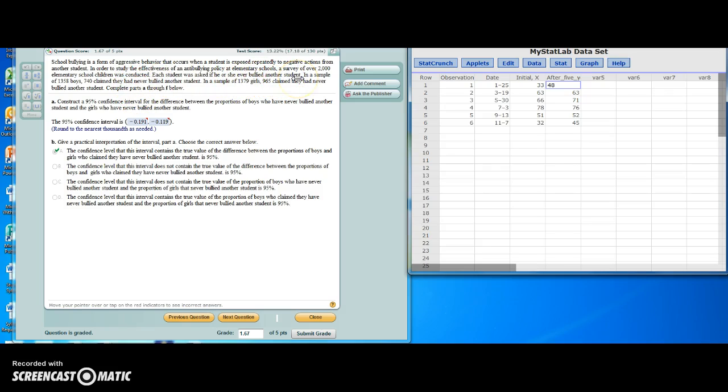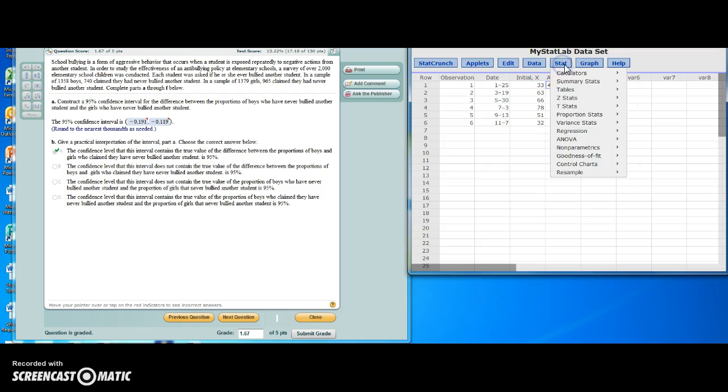ever bullied another student. In a sample of 1,358 boys, 740 claimed they had never bullied another student. In a sample of 1,379, 965 girls claimed they had never bullied another student. So I'm supposed to construct a 95% confidence interval for the difference between the proportion of boys and the proportion of girls. And so this is another two-sample proportion question.